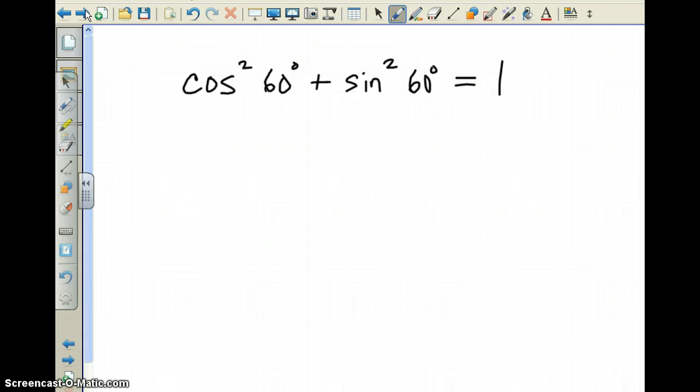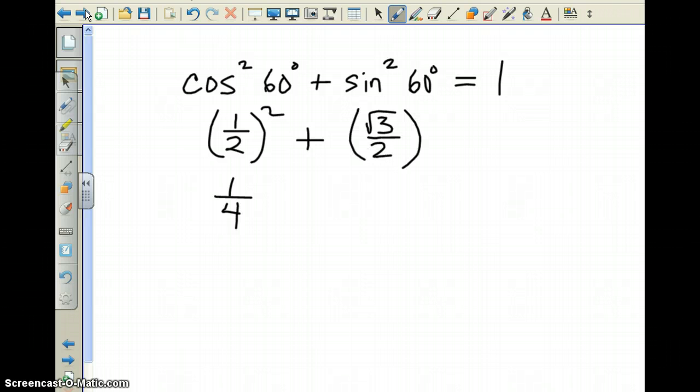So I plugged in 60 for theta. Now notice here, I picked values that we actually know, degrees that we actually know exact values for. So the cos of 60 is 1/2. So if I take that and square it, that's going to be 1/4. The sine of 60 is radical 3/2.